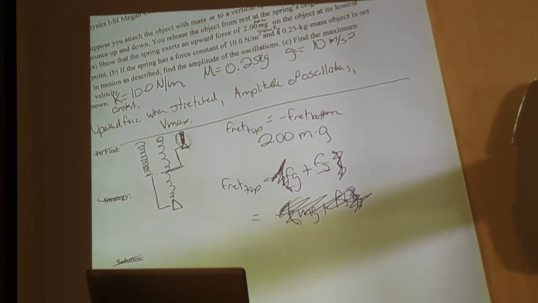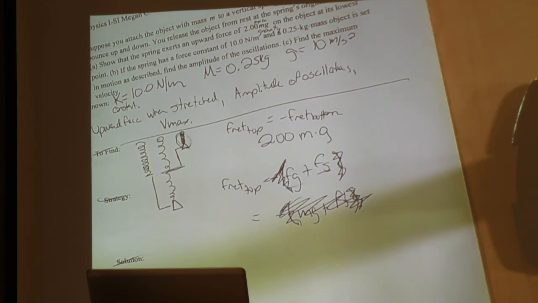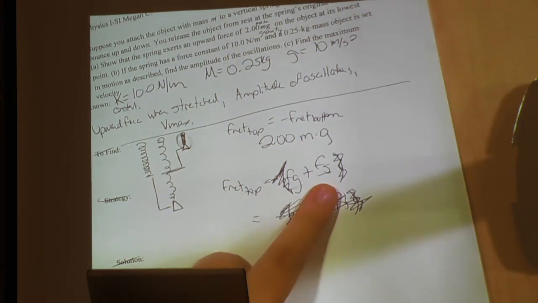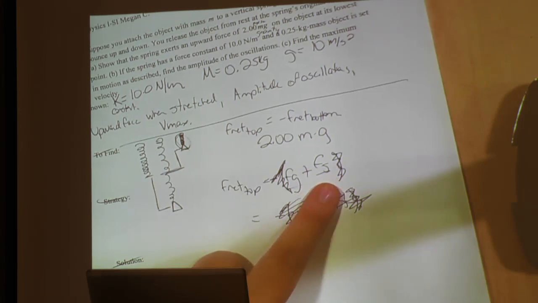What do you guys think? I'm trying to think. At the top, wouldn't it be negative, and then at the bottom it'd be positive, since it's going back up? For what? For the force of the spring. You think this would be negative?